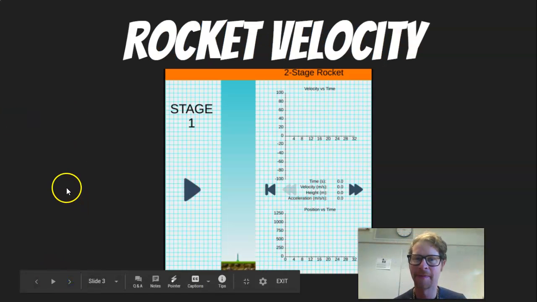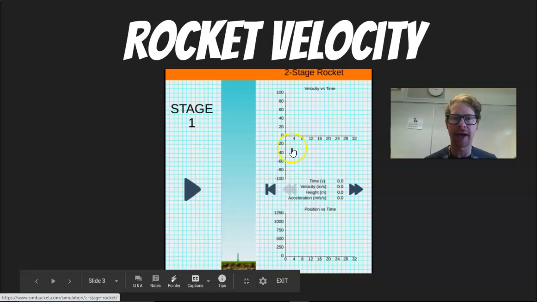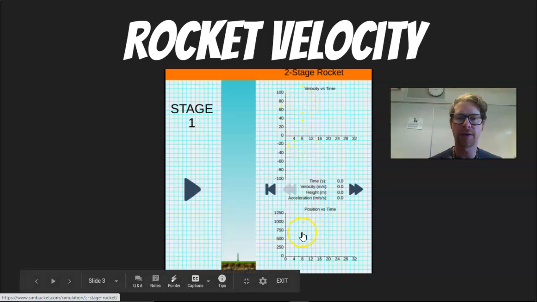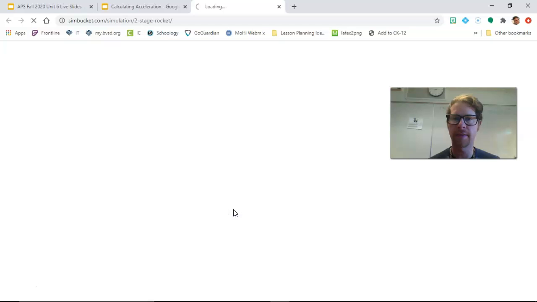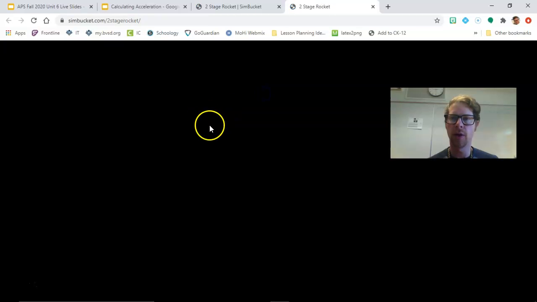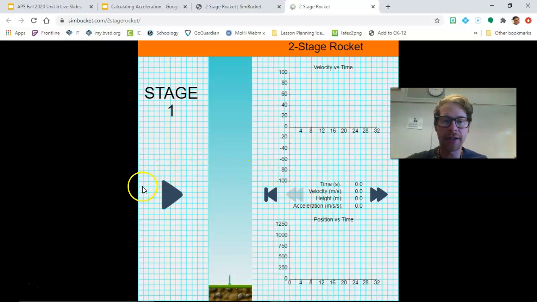Okay. So to show you what we're talking about here, I've got this little simulation I found where they take a tiny little rocket that has two stages, a booster and a second stage, and they graph both velocity over time and position over time at the same time. So let's open it. It's on this web page. Wait for Nerd Island Studios to load.